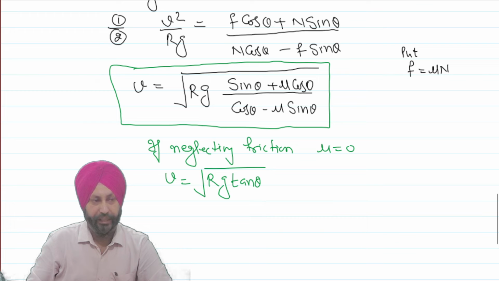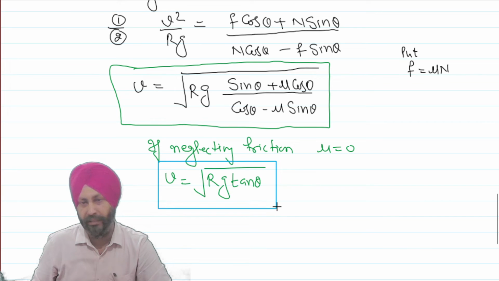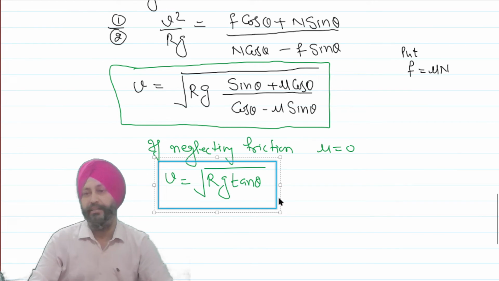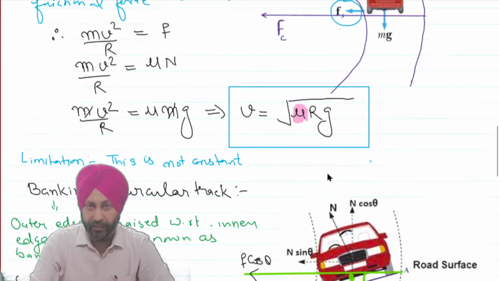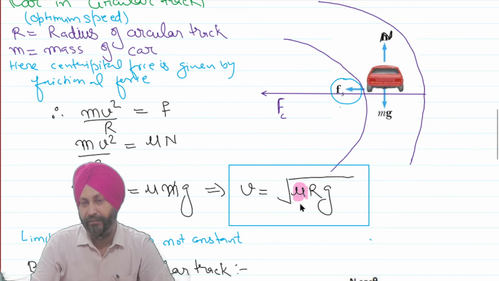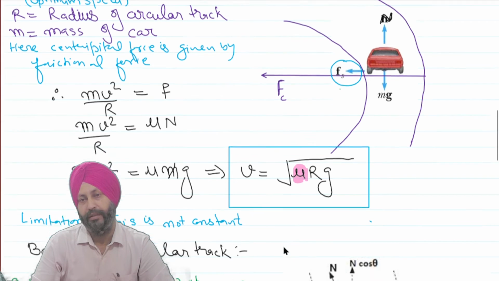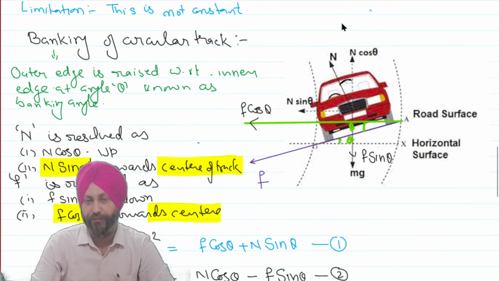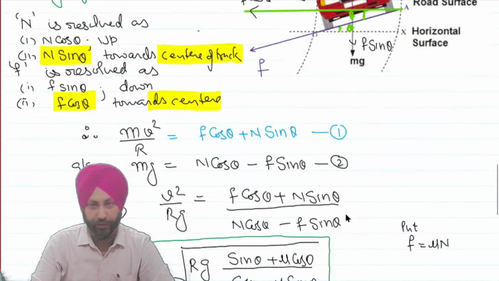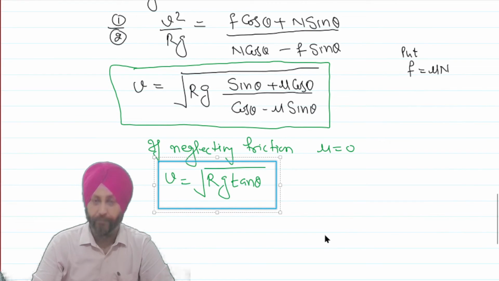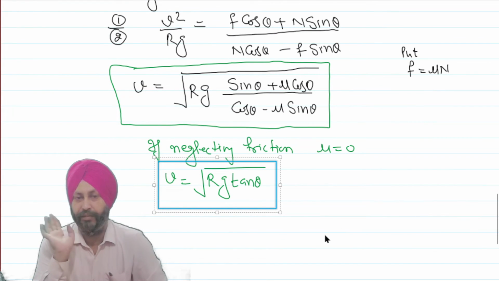Oh, it means sir, if the road is banked we don't need friction to take a circular turn. Answer is yes, we don't need friction. But on a level circular track, if friction is not there, the circular turn is not possible. So this is the benefit of a banked circular track. We don't need any friction, that saves wear and tear of the tires.